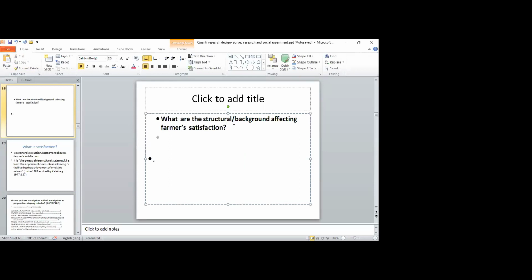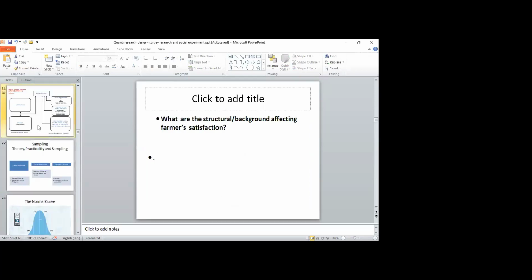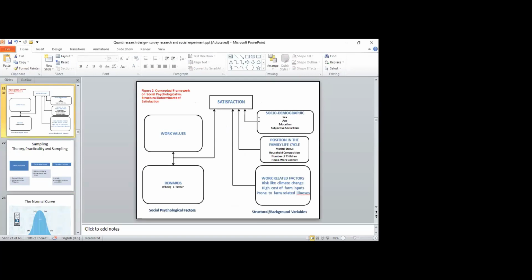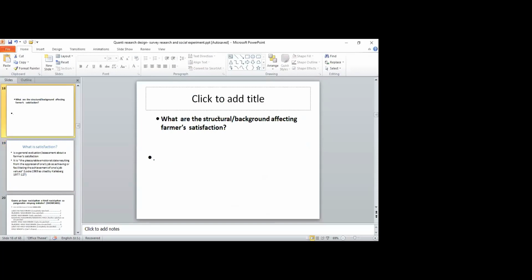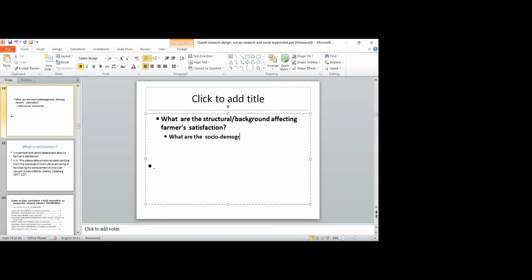Okay, so under that, what are we going to say? Here, if you go back to this one. The socio-demographic characteristics. This one. All right. Okay, so what are we going to put here? So what are the socio-demographic characteristics of farmers that are affecting their satisfaction. Okay, do you see how we are doing it? Is it clear? Okay, then we come back again.